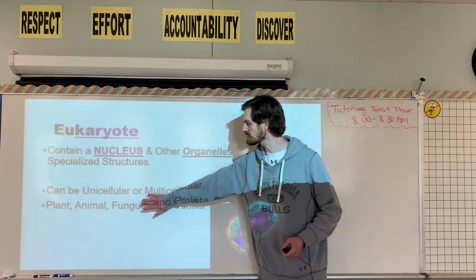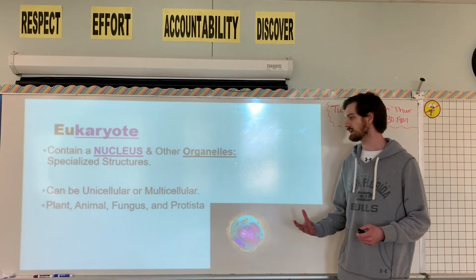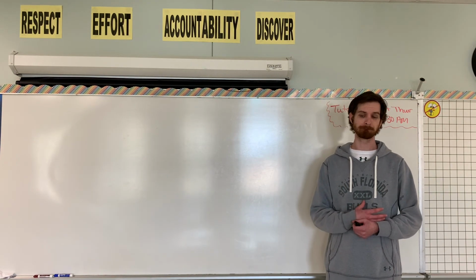But also fungus is its own category as well, and they do have nucleuses just like we do, and they do have specialized structures as well. I'm not going to go into any organelles.